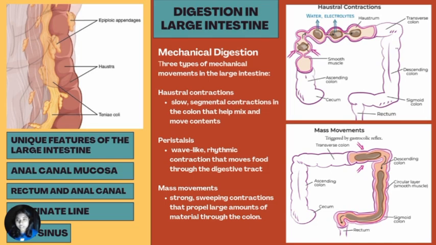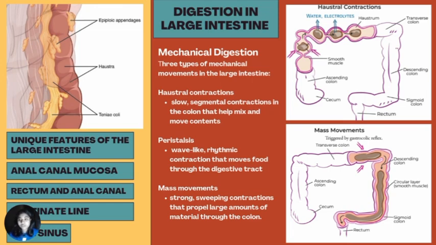As for the pectinate line, it is the boundary between the hindgut and the external skin. It has sensory fibers. So I will be discussing mechanical digestion. We have three types of contractions: haustral contraction, slow segmental contraction in the colon that helps mix and move content. Peristalsis is a wave-like rhythmic contraction that moves food through the digestive tract, and mass movement, strong sweeping contraction that propels large amounts of material to the colon.